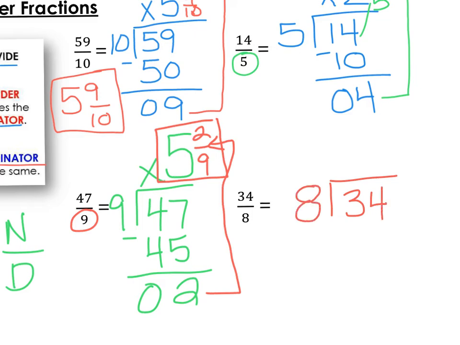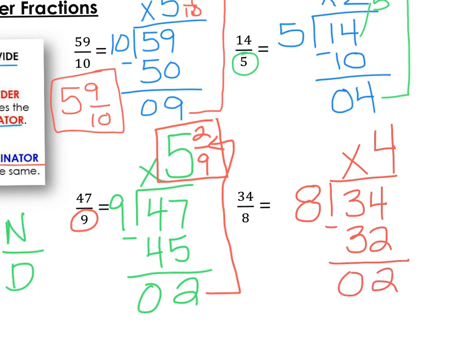Okay, so let's go ahead and divide. We know 8 does not go into 3, but 8 does go into 34 4 times. So see how 4 is my whole number. How many times 8 goes into 34? That's going to be our whole number there. And 8 times 4 is 32. We're going to subtract. And then remember, our remainder is our numerator, and our denominator stays the same. Okay?